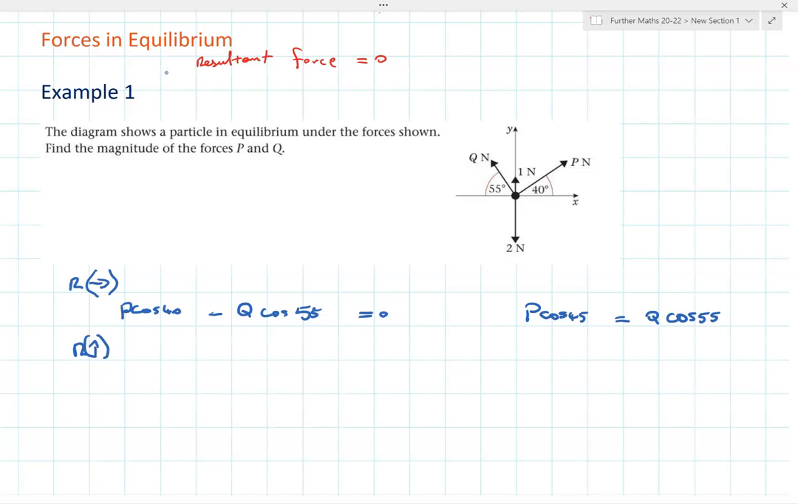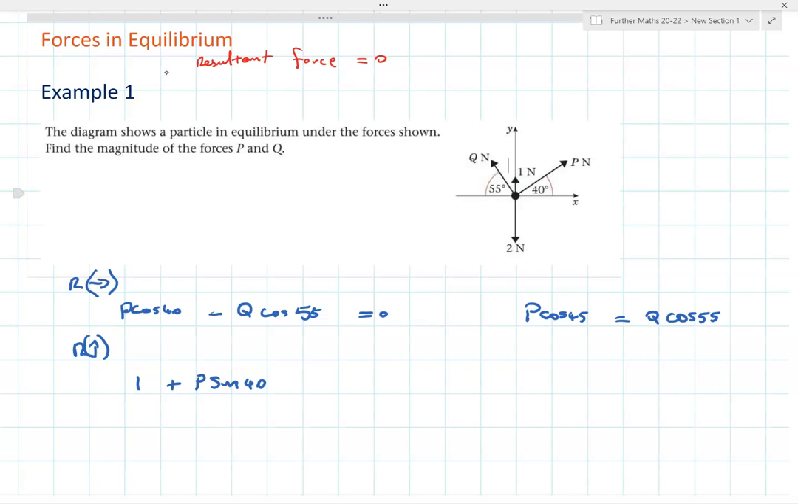Resolving vertically, now all four forces are going to come into this. We've got the 1 Newton force going upwards. That's that force. There's no horizontal, so it's just 1. Now this one here, the P thing here must be P sine 40 because it's going away from the marked angle that we have. So that's plus P sine 40.